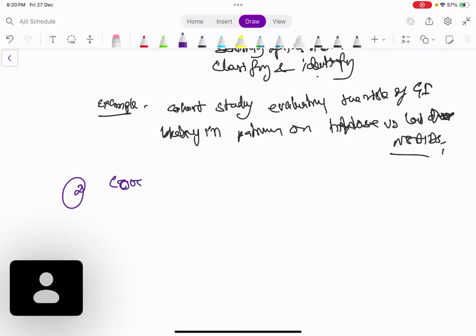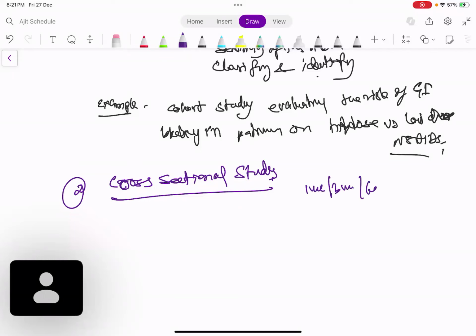I will do one cross-sectional study here. Can anyone tell me what a cross-sectional study is? I told you in the last classes, mainly my interns and many people from the epidemiology class. For a particular period of time, yes, maybe 1 month, 3 months, 6 months, or 12 months, not more than 12 months.